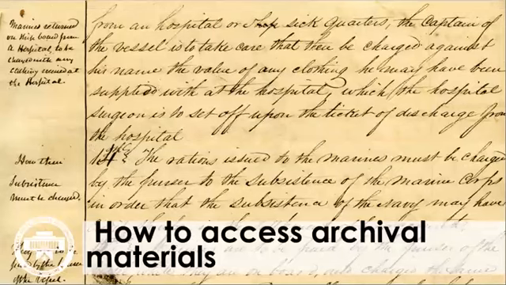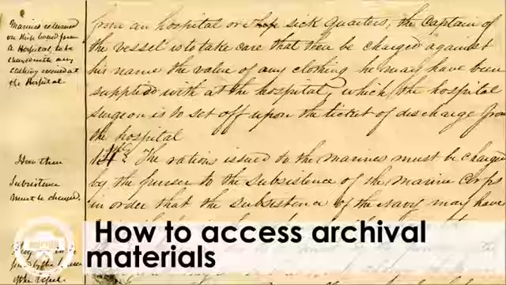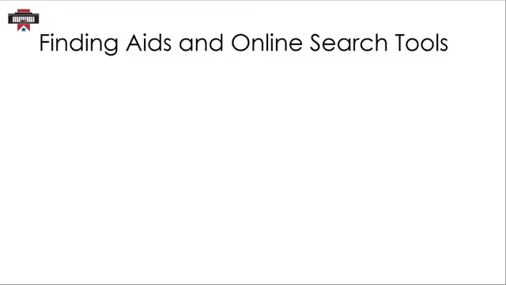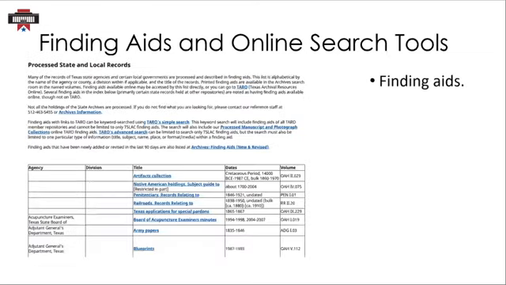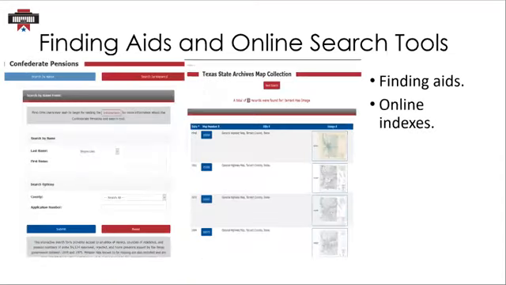So now that you know a little more about what kinds of materials are in the archives, I'm going to go over how to access these materials. There are multiple ways to access archival records. Finding aids available on our website and through TARO, which stands for Texas Archival Resources Online, serve as descriptive guides to processed archival records. Our website also includes indexes and searchable databases for select records, like our Confederate pension applications and our map database shown here.